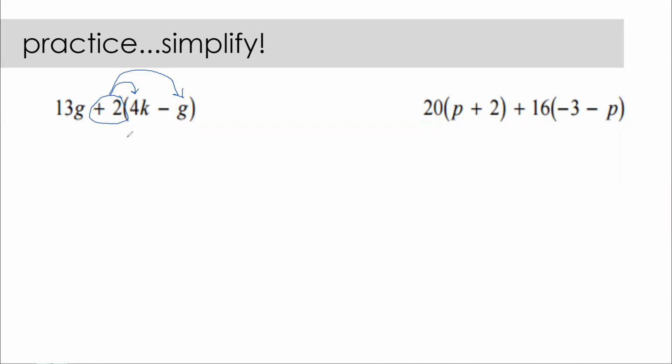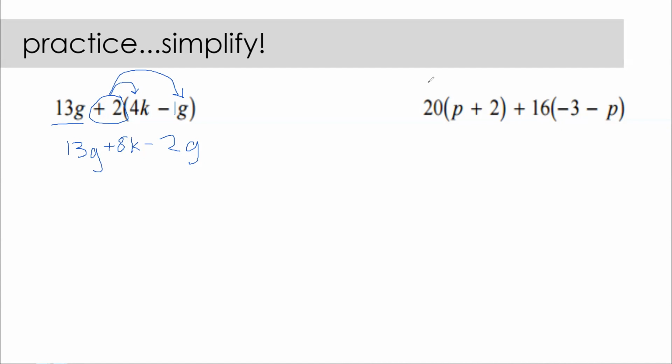2 times 4 gives me an 8, and then we keep our k, and then we have a subtraction sign. 2 times 1 is 2, and we keep our g. We didn't do anything with this 13g there, so I'm just going to write it down. We don't have a sign right here, so I'm going to think about what my k is right there. Is that k positive or negative? Since it's positive, I'm going to write an addition sign.